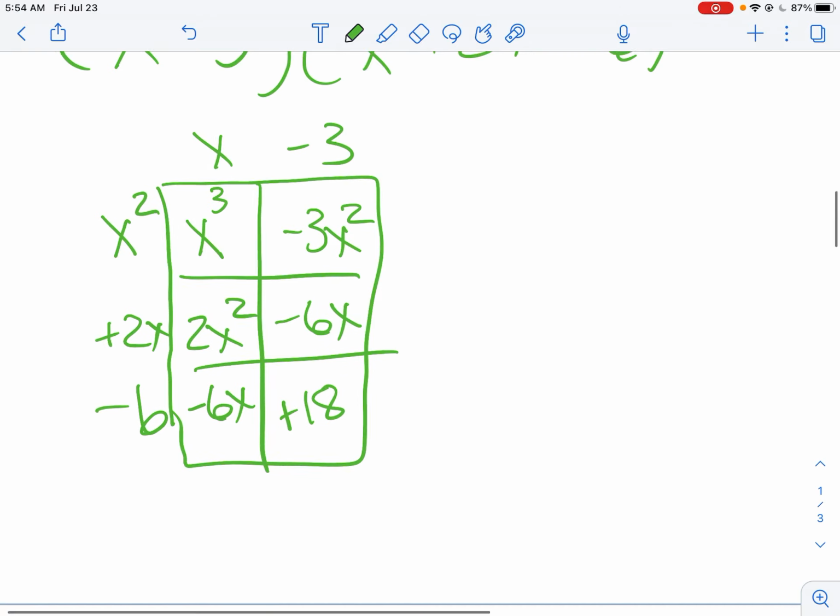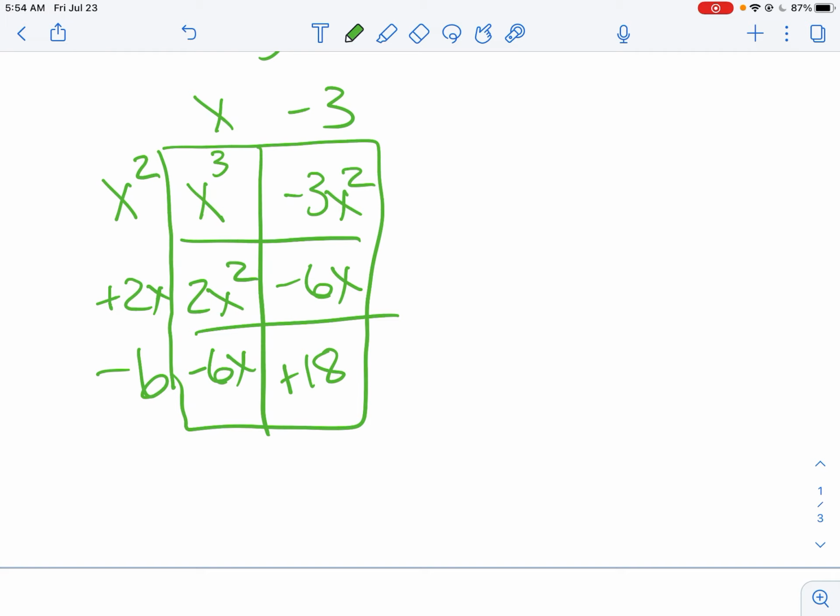Why I wrote the plus sign, I don't know. Again, you notice these two are like terms and these two are like terms. So x to the third, -3x squared plus 2x squared gets -x squared. -6x minus 6x is -12x plus 18.